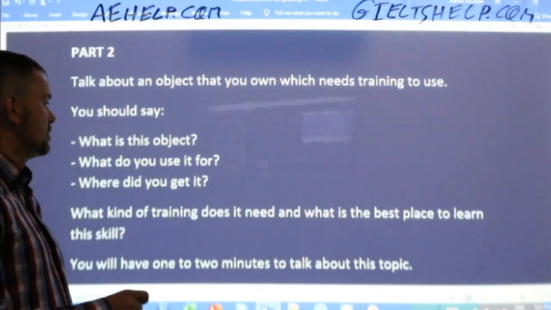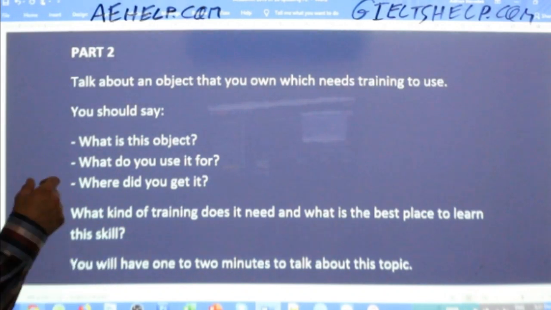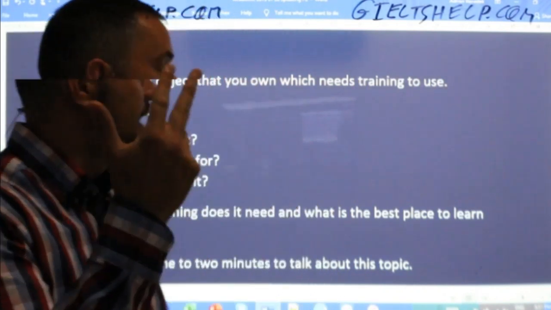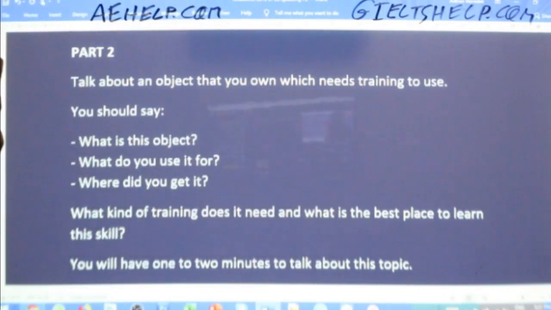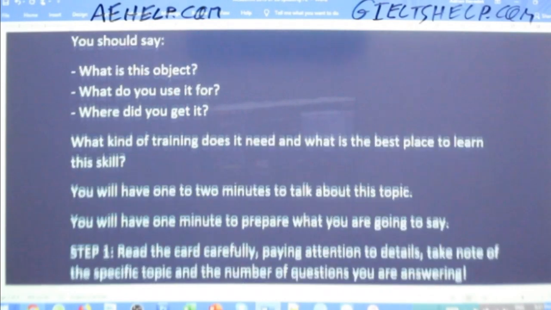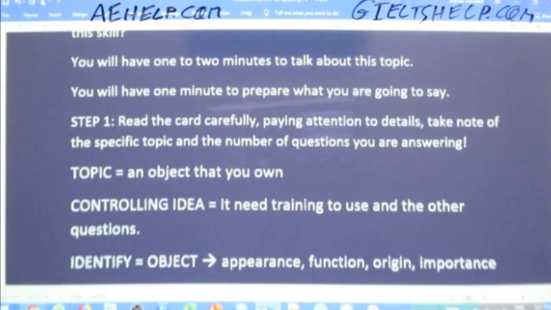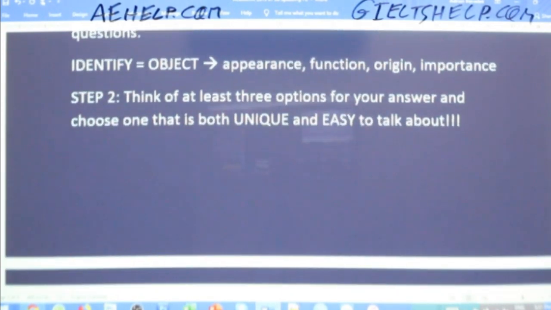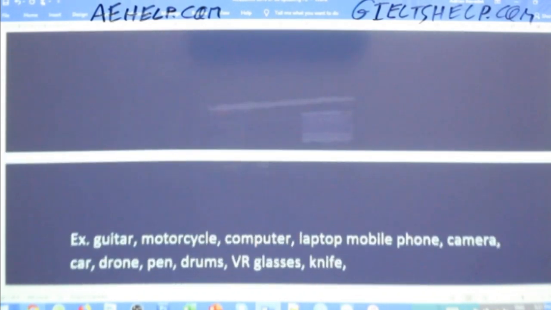Okay, my note paper is in front of me. It's an object. I have to talk about the appearance, its function, its origin, and its importance. All right, so what are the objects that I own that need training? Okay, guitar, camera, computer, maybe a pen, maybe a basketball. Which one's the easiest one for me to talk about? Okay, let's use pen. I have a couple of really nice pens. I collect them. I have a gold pen. I have a really nice Parker pen.